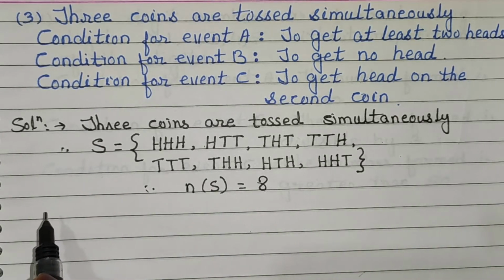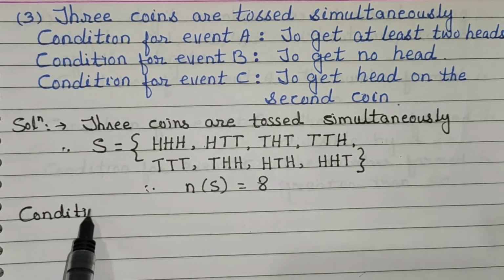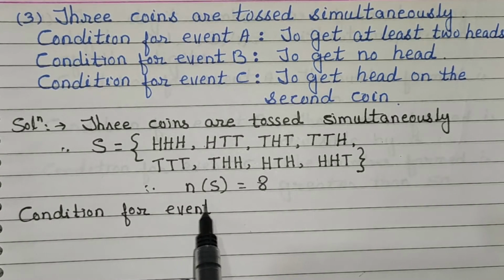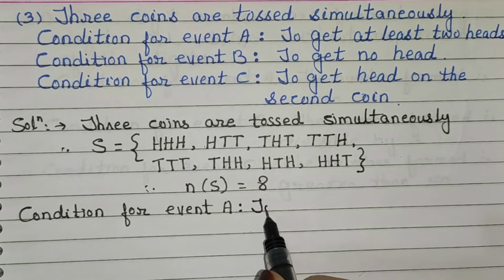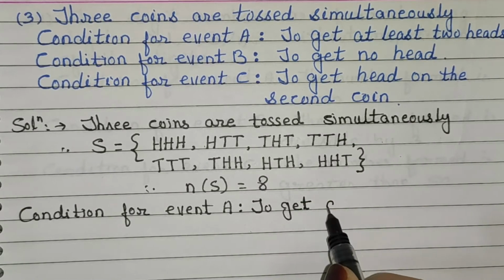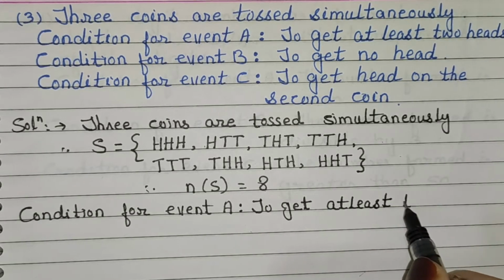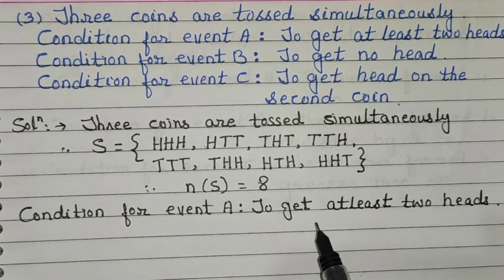Now condition for event A. Write down here. Condition for event A: to get at least 2 heads. Now here the word used is at least. At least 2 heads means 2 heads or more than 2.